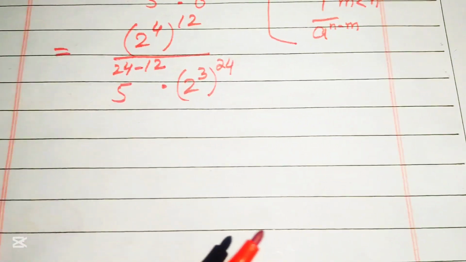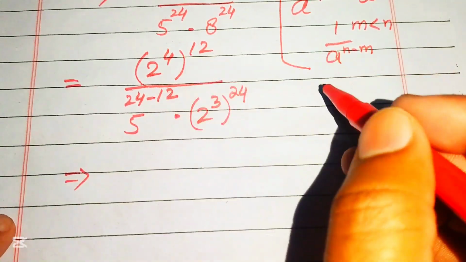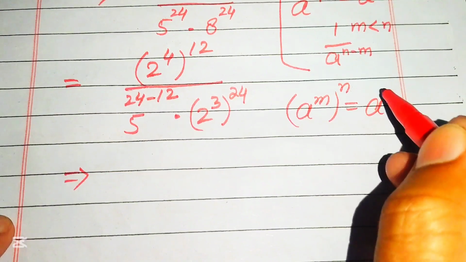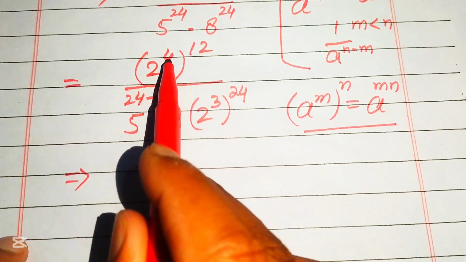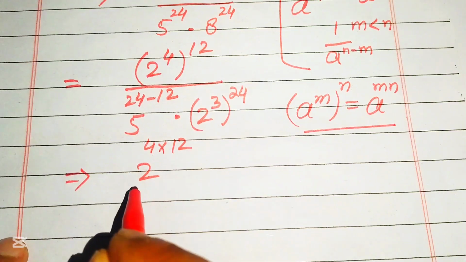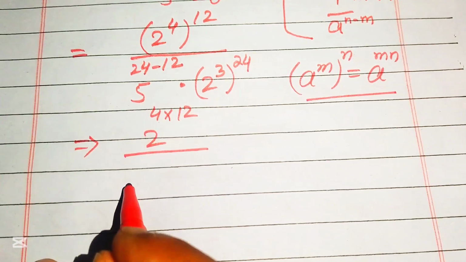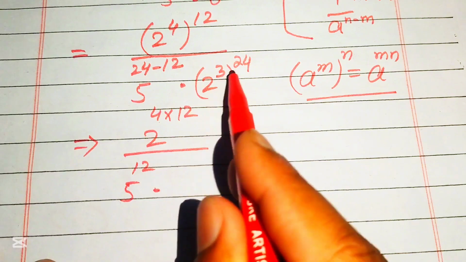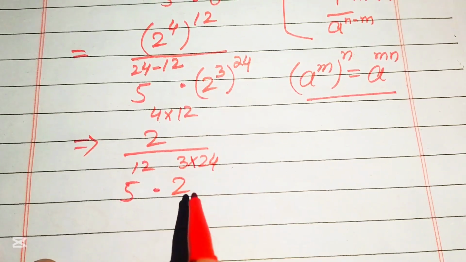Now in the next step we need some simplification, and we can apply another exponent law. You know that if we have a to the power of m to the power of n, it equals a to the power of m times n. According to this exponent law, we multiply these two exponents, and it will be written as 2 to the power of 4 multiplied by 12, divided by, here you have 24 minus 12, and 24 minus 12 is equal to 12. Again we apply this exponent law on these terms, and it will be written as 2 to the power of 3 multiplied by 24.